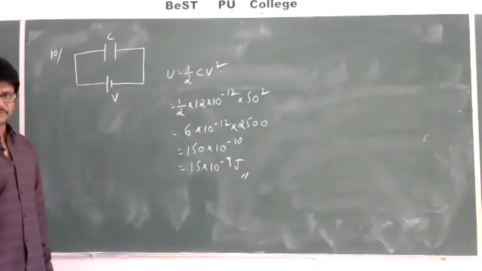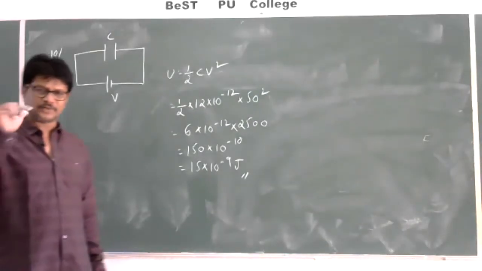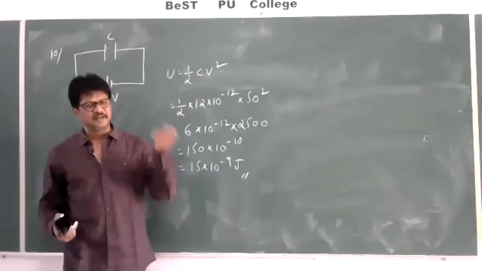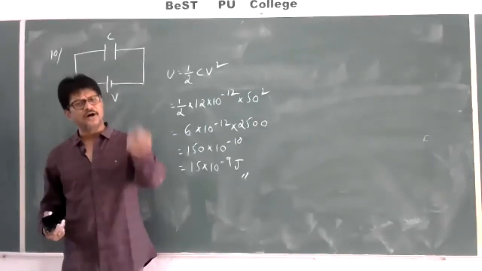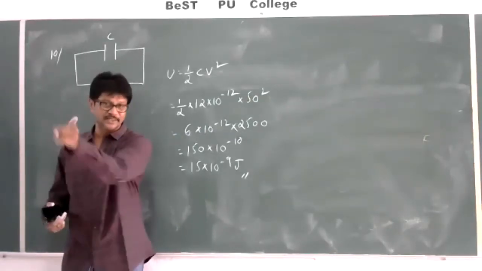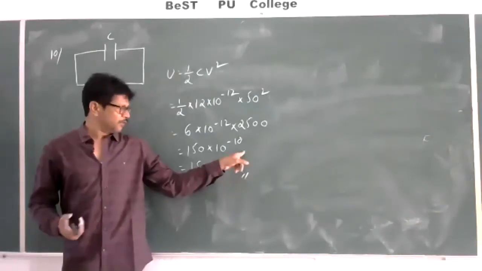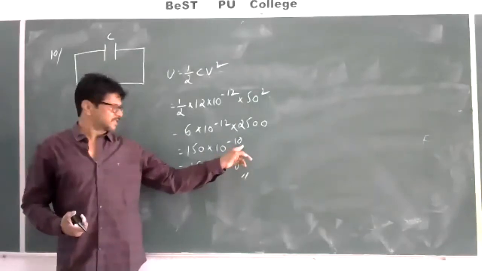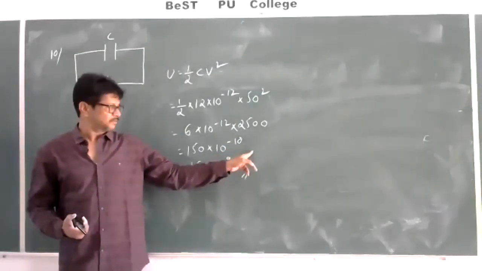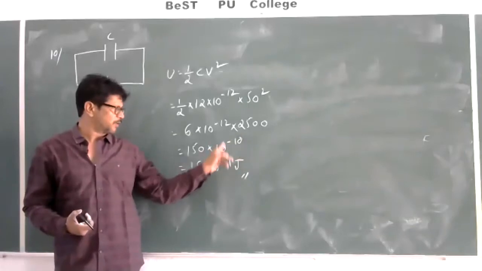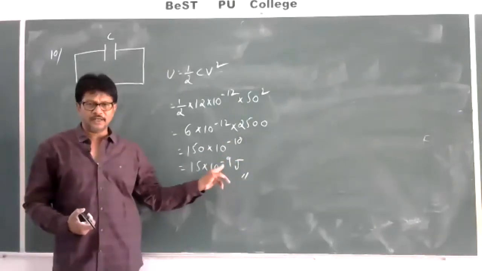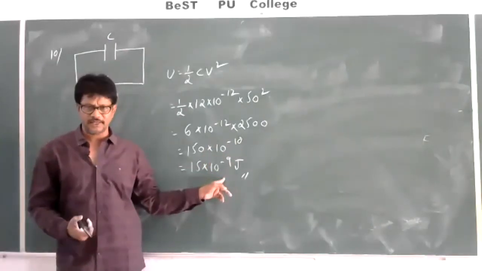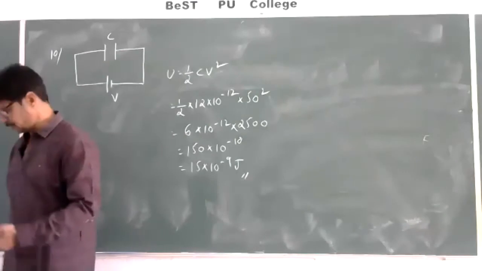So in such problems, you try to convert. If any powers are there, the final answer you try to put either in milli or in micro or in nano or in pico or in fermi. Like that, your final answer. So up to here only we can stop. 150 into 10 to the power of minus 10 joules is the correct answer. But preferably you try to put these powers either in milli, micro, nano, pico or fermi. Okay? Next problem.